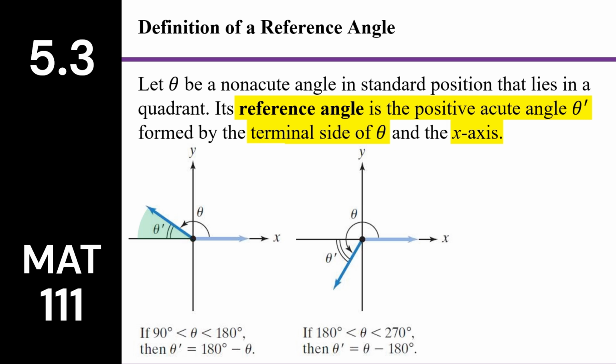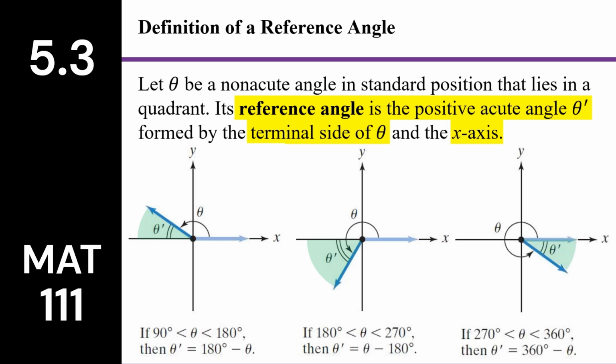If we're in the third quadrant, then the reference angle goes again from the terminal side to the x-axis, and we'll find the reference angle by subtracting theta minus 180. In the fourth quadrant, we always find our reference angle from the terminal side to the x-axis, so we'll subtract 360 minus theta. Note that we never form our reference angles between the terminal side and the y-axis.